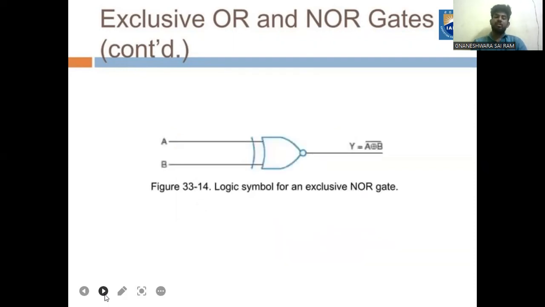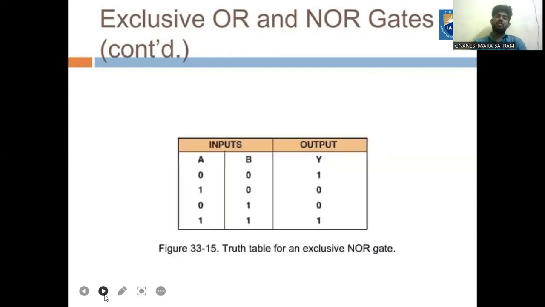This is the symbol for XNOR gate, and the truth table of XNOR. If A and B are zeros, the output will be 1. If A equals 1, B equals 0, the output will be 0. When A equals 0, B equals 1, output will be 0. And if A and B both are 1s, the output will be 1.